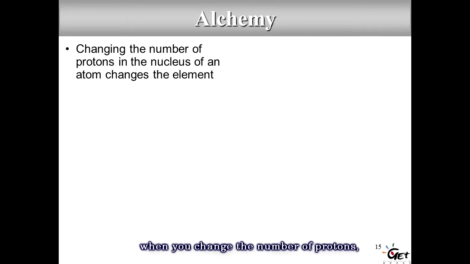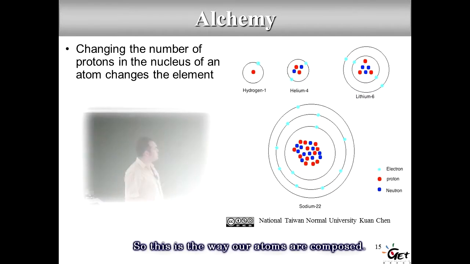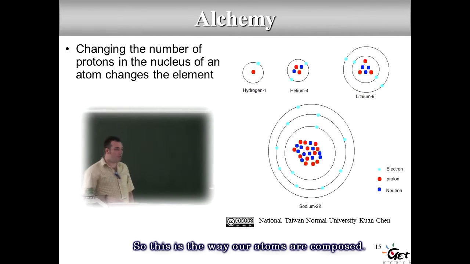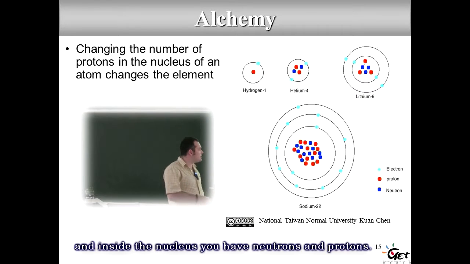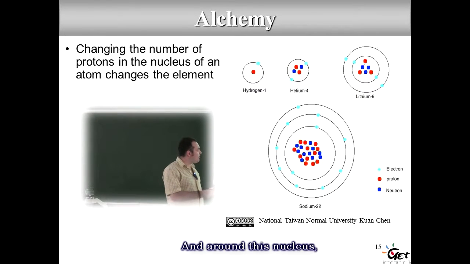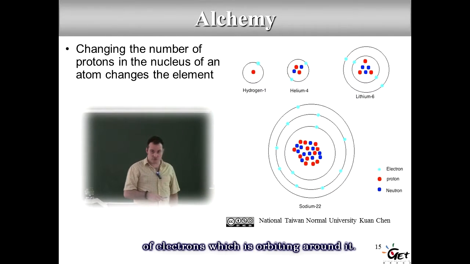And you remember, when you change the number of protons, you change the element. Hydrogen is 1 proton, helium is 2 protons, 2 neutrons, lithium is 3 protons, 3 neutrons, sodium 11 protons and 11 neutrons, etc. So this is the way our atoms are composed. At the center, you have the nucleus, and inside the nucleus, you have neutrons and protons. And around this nucleus, maintained by Coulomb forces, electromagnetic forces, you have a cloud of electrons orbiting around it.